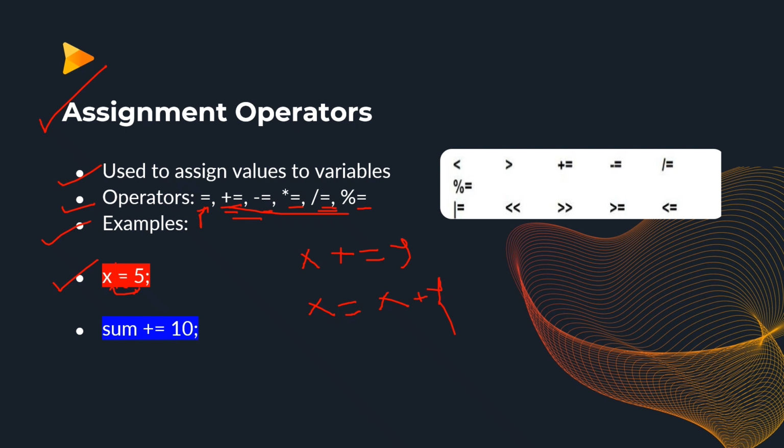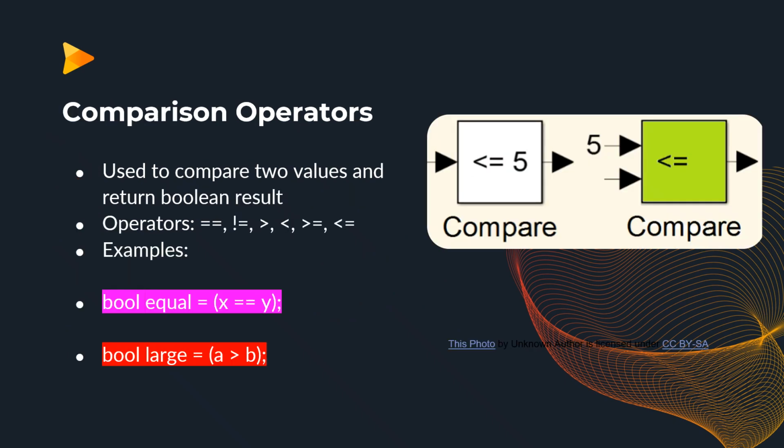This is called assignment operators. Now we have performed sum, so this is the sum variable, and we have performed plus equal to, so it will perform addition of this sum plus 10, and the result will go to sum. So these are the assignment operators. Now we will see comparison operators next.